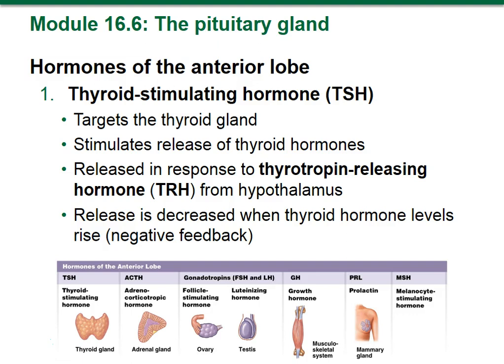So, let's talk about the hormones released from the anterior lobe. Number 1, thyroid stimulating hormone. And as you can imagine, it targets the thyroid gland. It stimulates release of thyroid hormones. But what causes TSH, or thyroid stimulating hormone, to be released? Well, it's released when thyrotropin releasing hormone is released from the hypothalamus. So this is how it's under control by the hypothalamus. The hypothalamus first has to release TRH to make the pituitary gland release TSH.